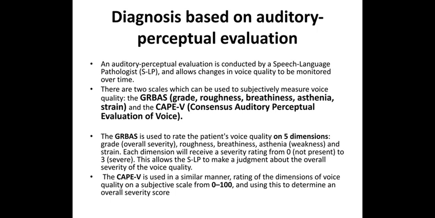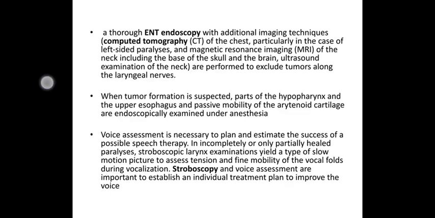The GRBAS is used to rate the patient's voice quality on five dimensions: grade, meaning overall severity, roughness, breathiness, asthenia, and strain. Each dimension will receive a severity rating from 0 to 3. This allows the SLP to make a judgment about overall severity.